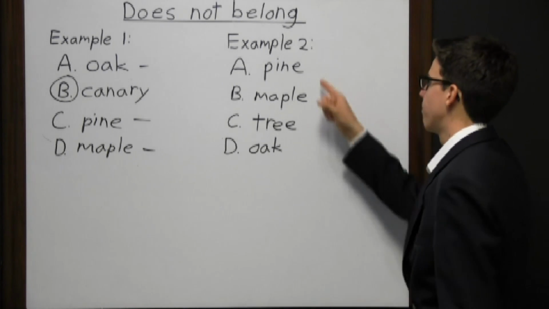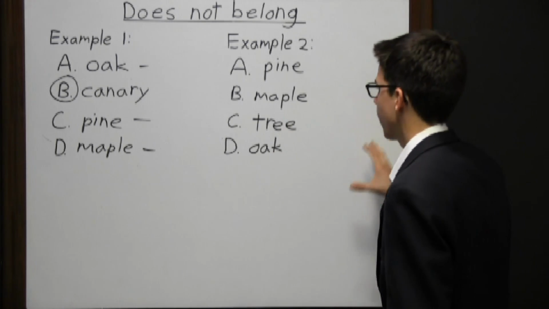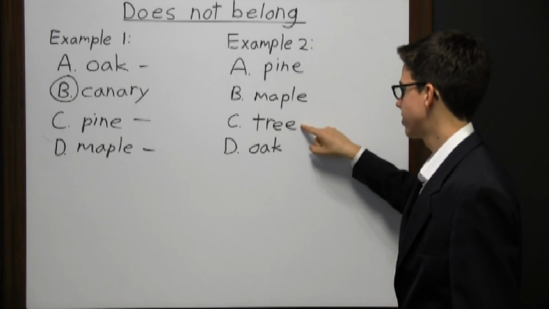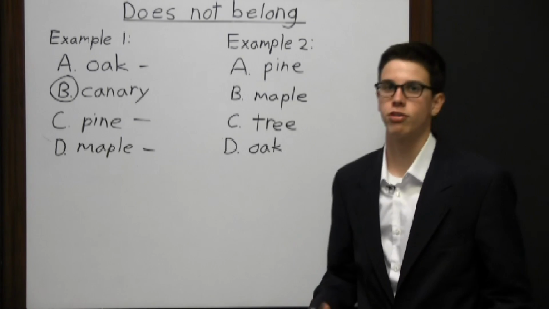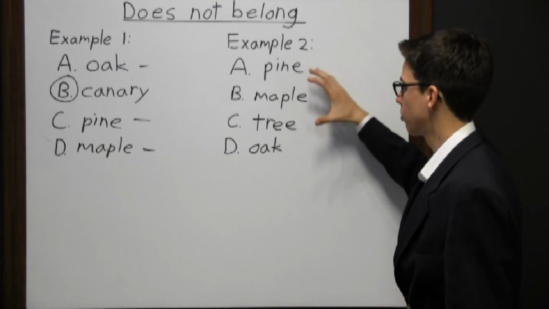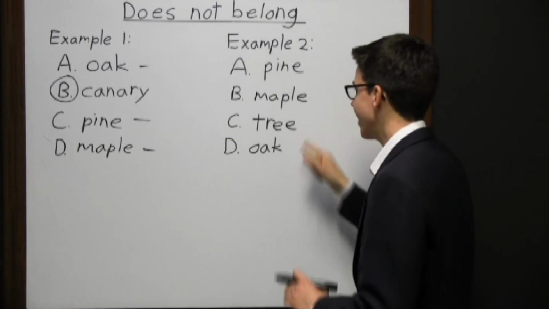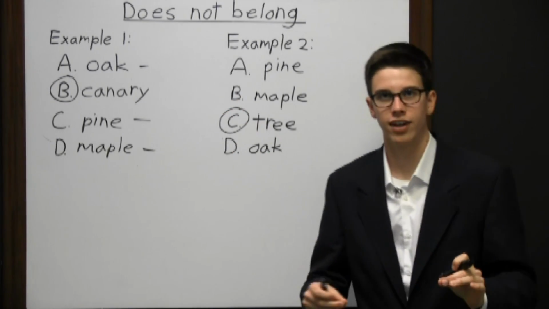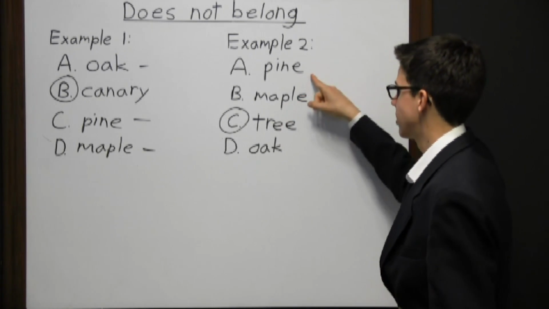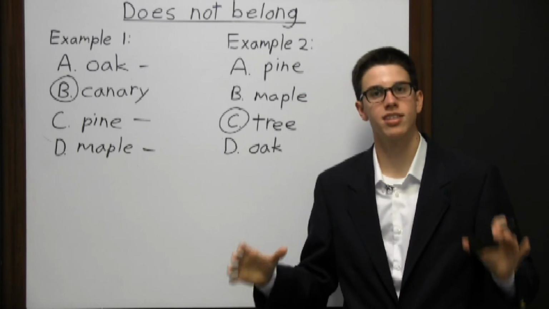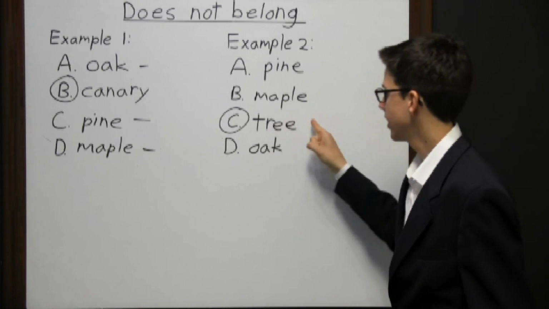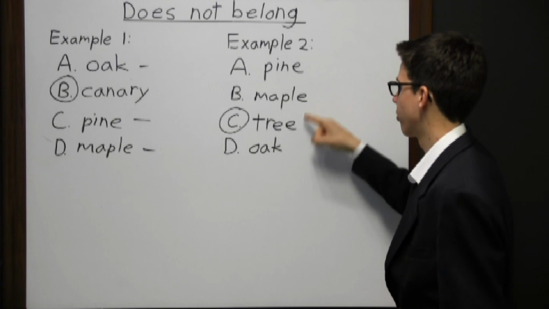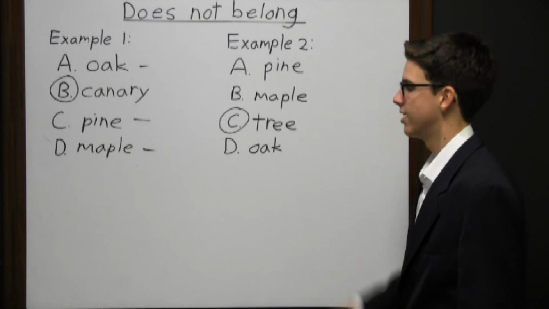Now over in example 2, we have pine, maple, tree, and oak. So the common ground here is types of trees. Pine, maple, and oak are all types of trees, and then we have C, which says tree. We may think that there's no term that does not belong here because these all relate to trees. However, C, tree, does not belong because you want to watch out for generic terms. Three of these answer choices, A, B, and D, all provide specific examples of types of trees. However, tree is the more generic term. It describes the category of these other three terms. So tree does not belong.